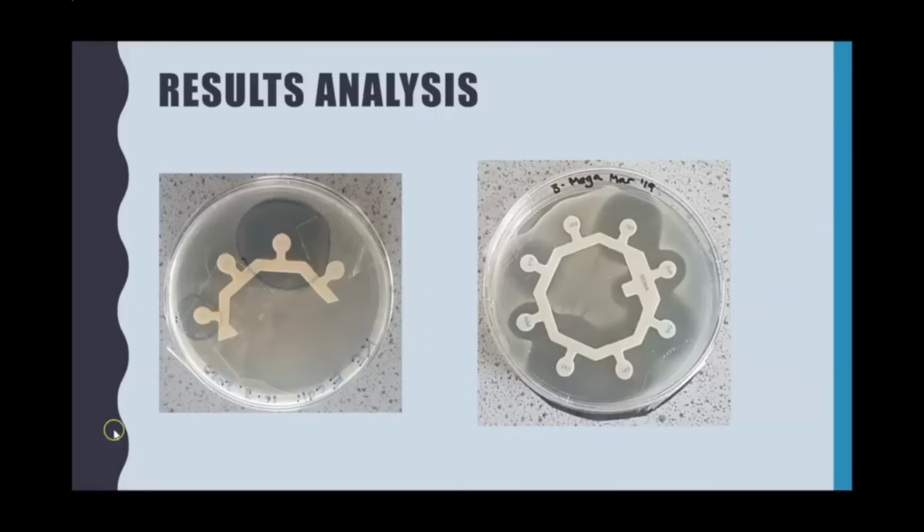The next part would be the inhibition zone. So for this one, you will need to measure the diameter of any inhibition zones you have.